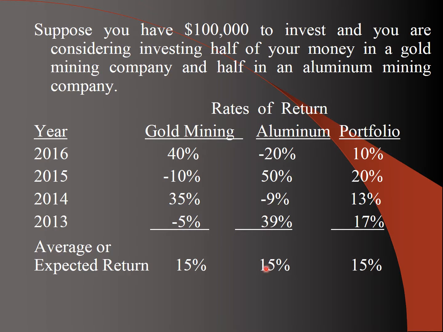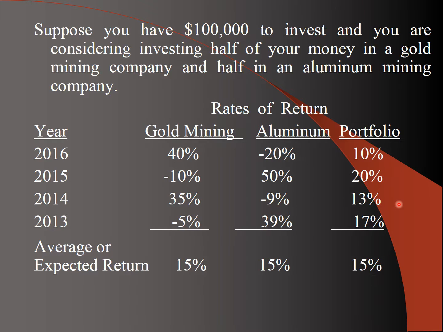So notice that the expected or average rate of return, which by the way I just got because I'm looking at the average rate of return over the 4-year period, so I just sum these up and divide it by 4. And that's how I got the expected rate of return for each one of these. So notice that whether you went with gold mining or aluminum, your expected rate of return is 15%, which of course would be the same if you had a portfolio of half and half.